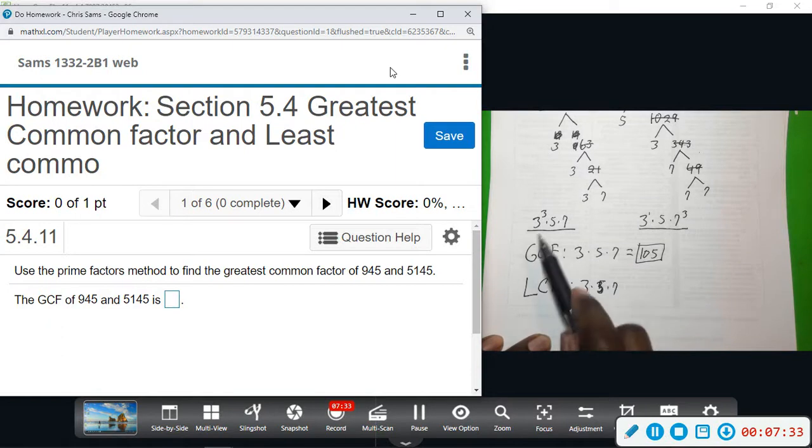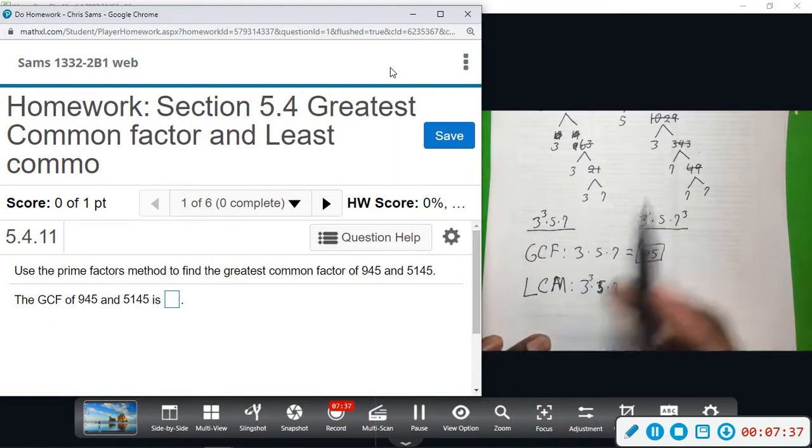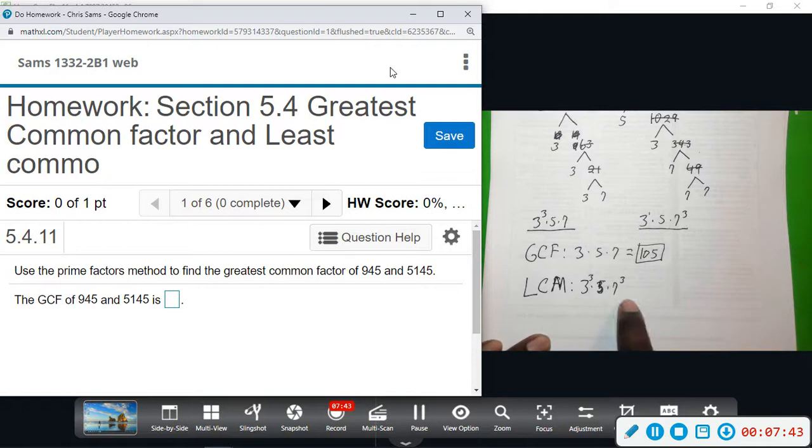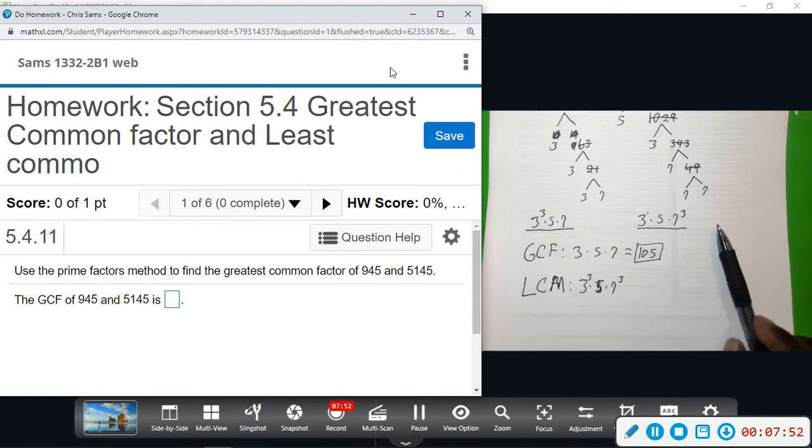And then you take the largest exponent. So out of the 3's, the largest one is the third power. 5's is just 1. And then 7, you would take the third power. So then you would multiply all this to get your least common multiple. And again, it's weird because the least wants the biggest one. So that opposite scenario kind of helped me understand this.